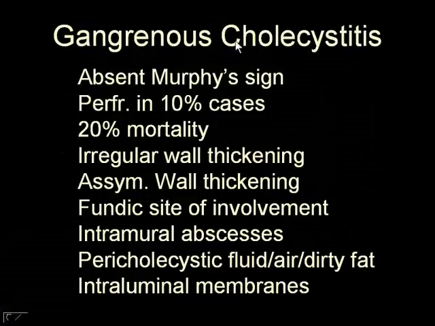Gangrenous cholecystitis. When do we suspect gangrene? Here is a gallbladder which shows you everything except the Murphy's sign. In gangrenous gallbladder, there is devitalization of tissues. The nerves no longer are irritated. A patient with pain says, no, his pain is gone. That's not good. That means the cholecystitis has turned gangrenous. The other important things are irregular wall thickening, asymmetric wall thickening, fundic involvement, intramural abscesses, and so on and so forth.